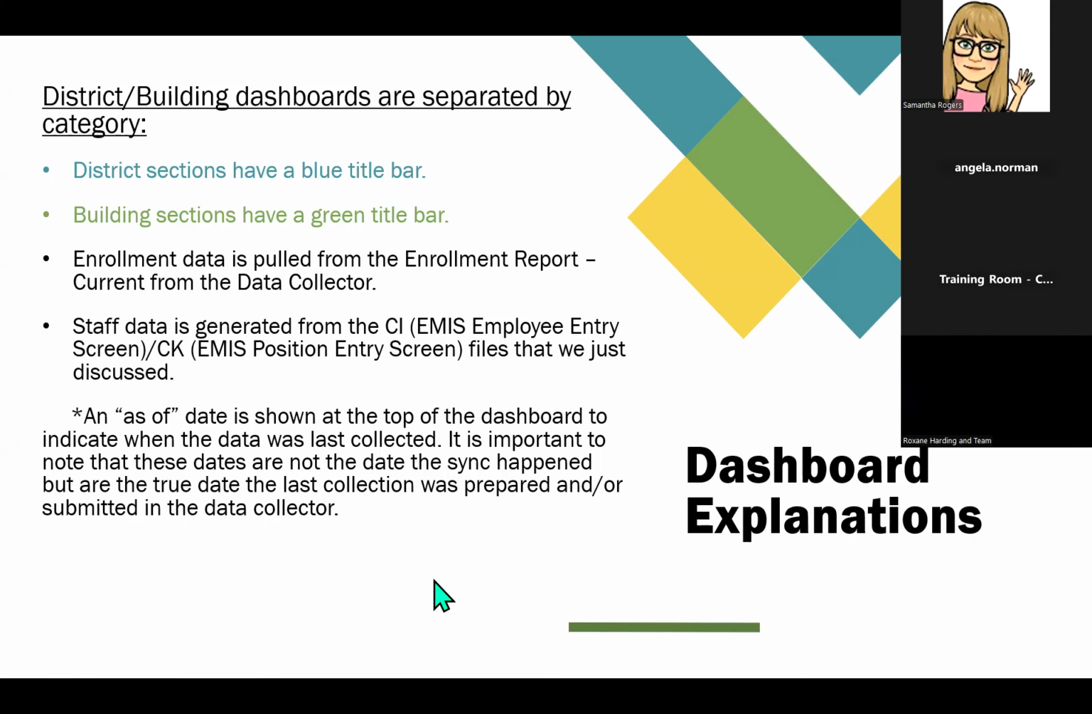Enrollment data is pulled from the enrollment report to the data collector. And then staff data is generated from the CI and CK record files that we just discussed. And the as of date is shown in the top right corner of the dashboard to indicate when the data was last collected. So you'll know if this is current data that you're looking at, or if this is something old that was reported and maybe you need to update and report new data.